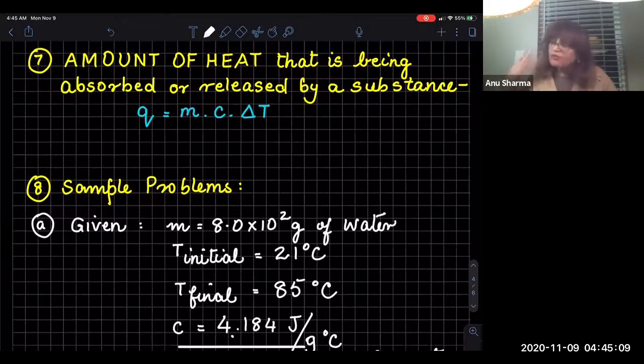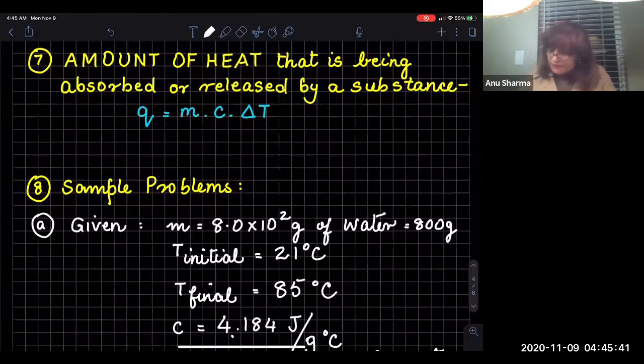Okay, so this is the 800 grams of water, and we are heating it. In this case, we are trying to measure the amount of heat that the water had absorbed. The initial temperature of water was 21 degrees Celsius. The final temperature is 85 degrees Celsius.